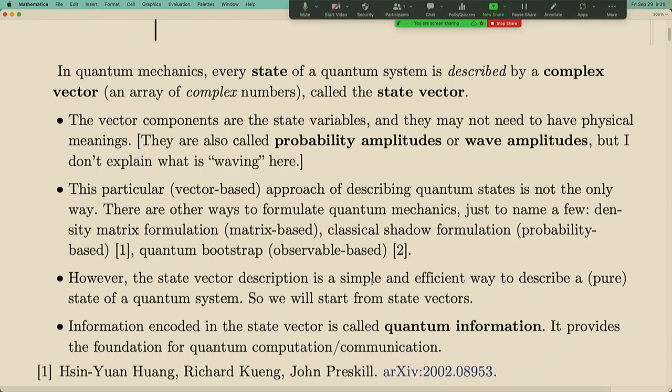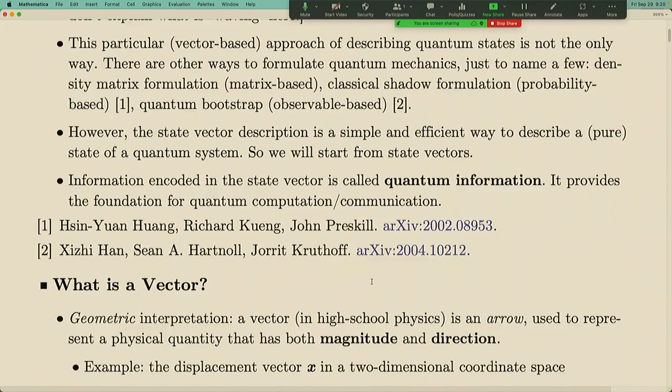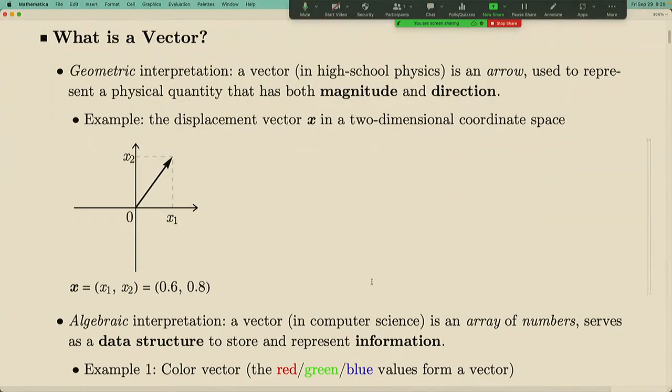A vector has a bunch of components. These components are like variables. They encode information, and you can process this information to do something useful. OK. Any questions at this point?